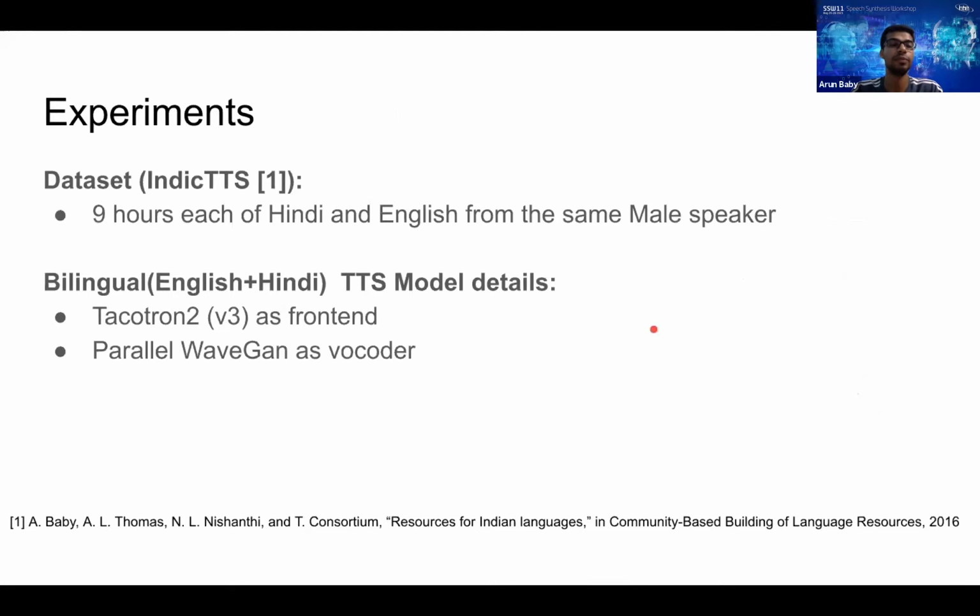So we have conducted experiments on a Hindi TTS dataset. We have taken 9 hours of Hindi data and English data from the same main speaker. And we have used Tacotron as the front end and Parallel WaveGAN as the vocoder for all the experiments.